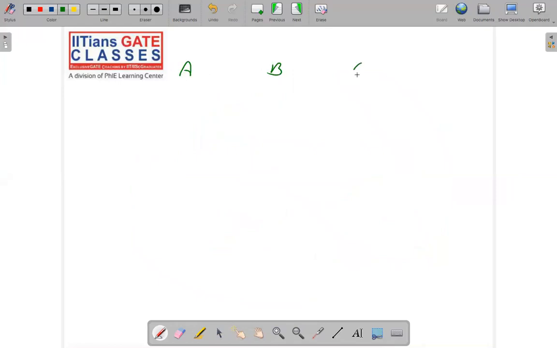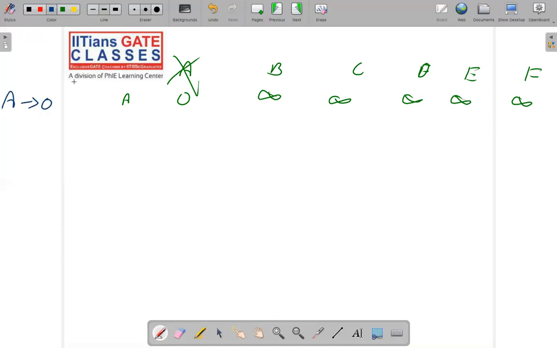A, B, C, D, E, and F. Initially, A to A is 0. Everything else is infinite. Whichever is minimum, we will eliminate that one. A to A is minimum right now, and we conclude that A to A is 0. Now, whichever node we have eliminated, A.